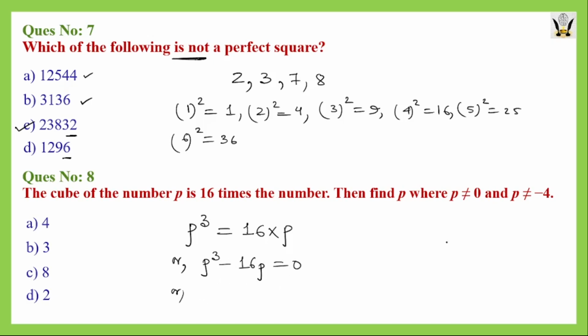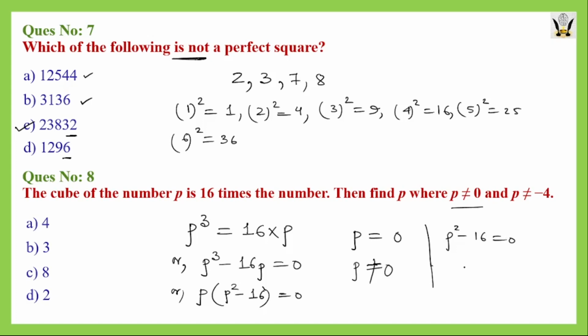Now since p cannot be equal to 0, we can take p as a common factor. So it will be p times p square minus 16, equal to 0. Now we have two choices, either p will be equal to 0 or p square minus 16 will be equal to 0. As per the question, p is not equal to 0, so our first option is not true. Then let's go to the second option.